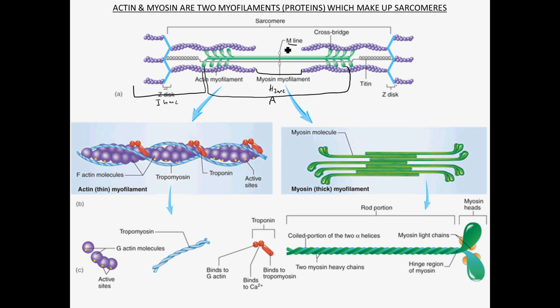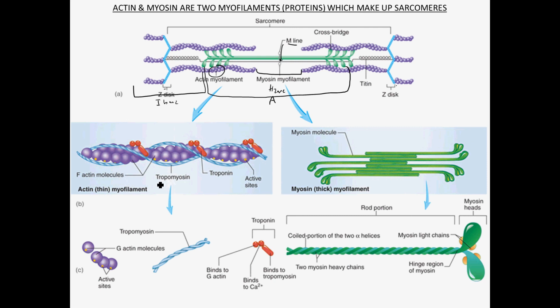And again, here's your M line right in the middle there. Okay. So I want to look now specifically at the actin myofilament. So we're going to zoom in on this actin myofilament right here. And that actin myofilament, again, is a protein. It's a complex protein, but it's made up of several subunits.